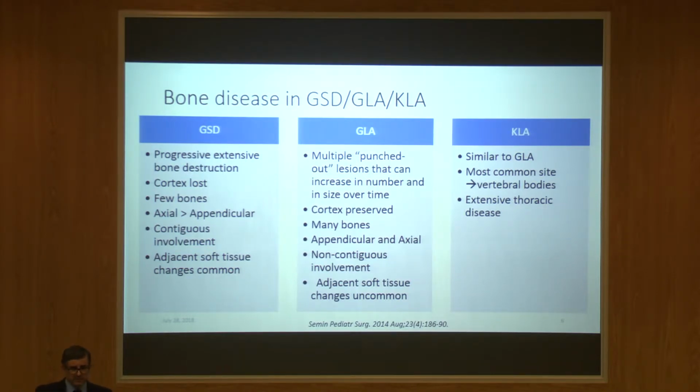KLA is actually, in terms of when there is bone involvement, it's not always that you see bone involvement in KLA. It's very similar to GLA, but it has predilection for involving the vertebra, especially the thoracic vertebra, because KLA has this predilection for involving the chest.